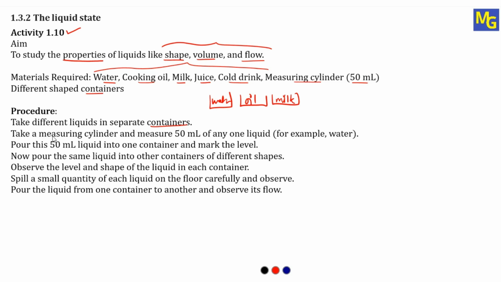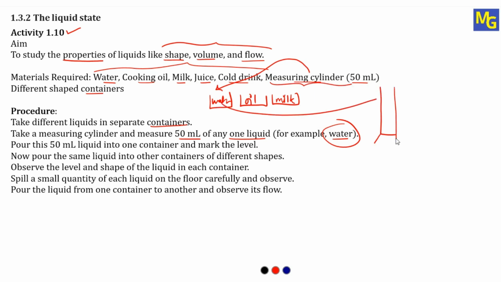Now the second point: take a measuring cylinder and measure 50 ml of any one liquid, for example, water. We use this 50 ml measuring cylinder and measure any one of the liquids from the given material. You may measure water, oil, or milk. For example, consider water. Measure 50 ml of water with the help of this measuring cylinder. There will be some marking on the measuring cylinder like this. Imagine this marking is 50 ml. Till this mark we take water in the measuring cylinder.